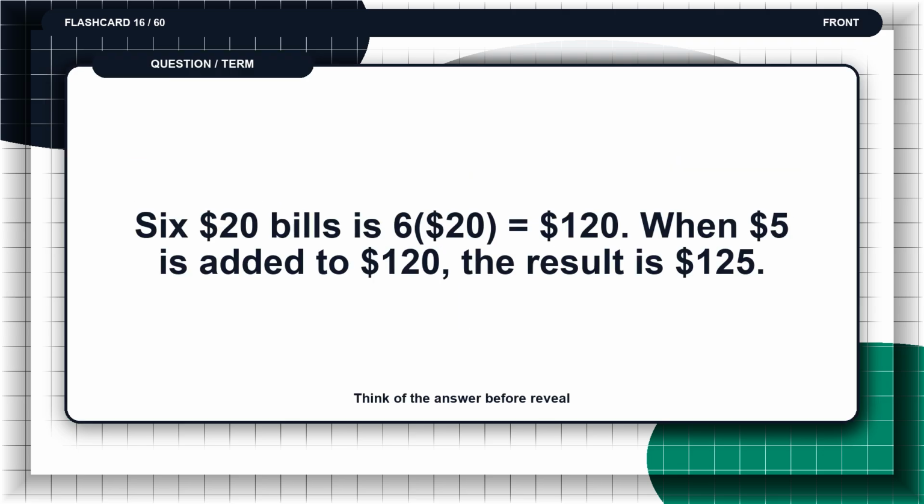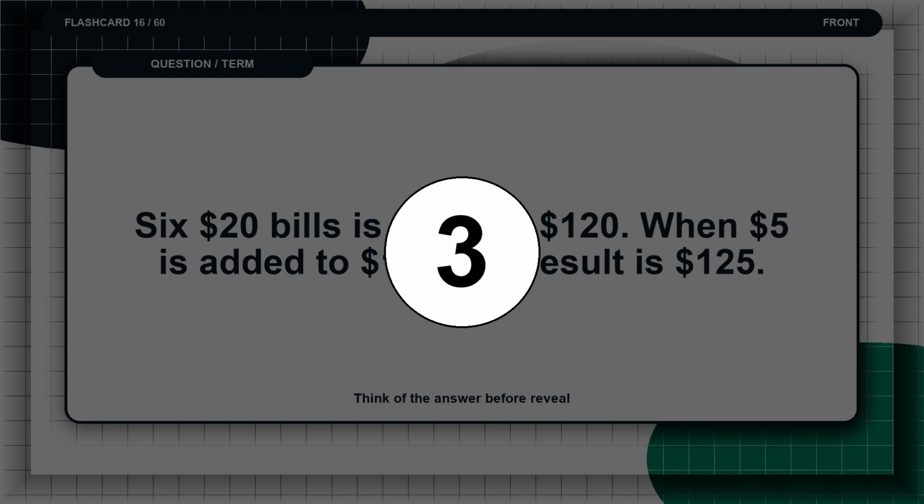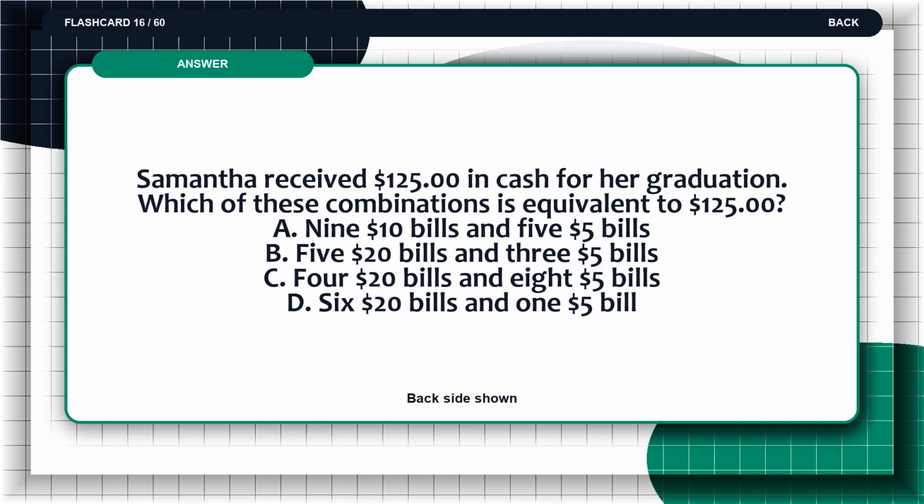Flashcard 16. 6 $20 bills is 6 times $20 equals $120. When $5 is added to $120, the result is $125. Think of the answer before the reveal. The answer is, Samantha received $125 in cash for her graduation. Which of these combinations is equivalent to $125? A. 9 $10 bills and 5 $5 bills. B. 5 $20 bills and 3 $5 bills. C. 4 $20 bills and 8 $5 bills. D. 6 $20 bills and 1 $5 bill.